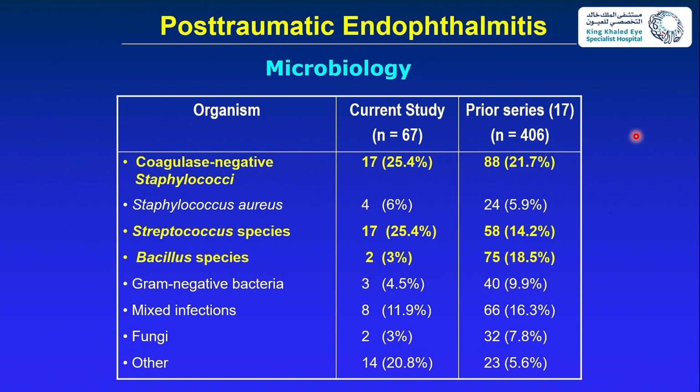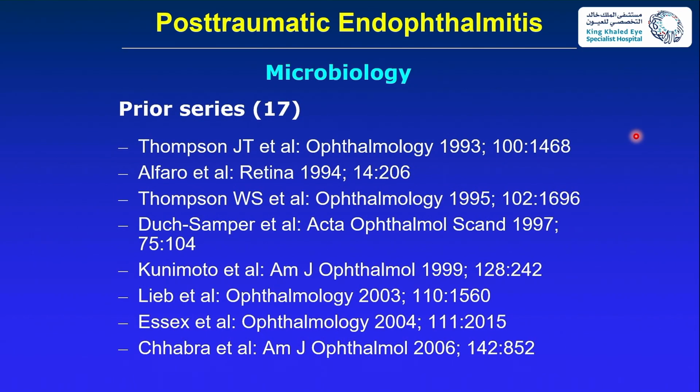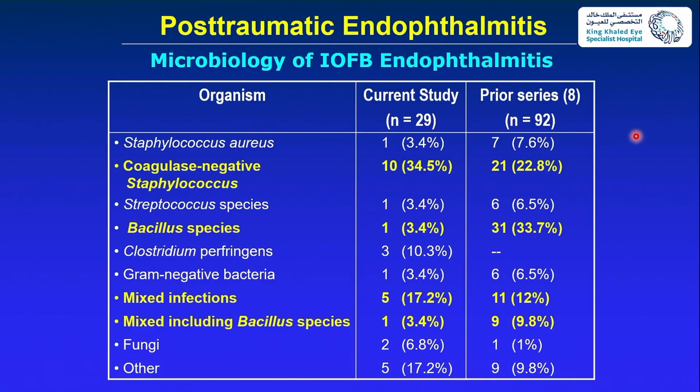And the answer was very easy, because bacillus tend to form spores in the soil. And these spores can be killed by heat. So it seems that because the temperature here is higher, these spores cannot survive. So we don't have bacillus endophthalmitis as frequently as in other countries. And this is a summary of these 17 studies that I compared with our data.